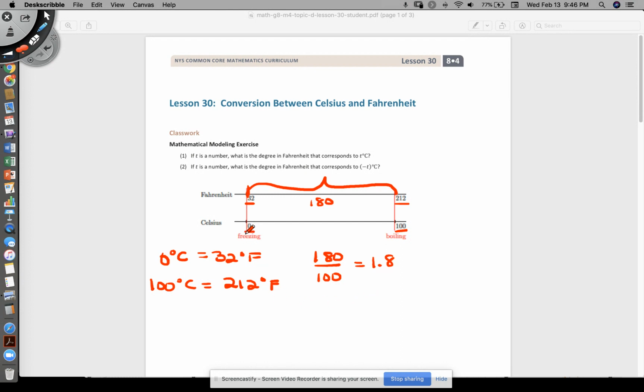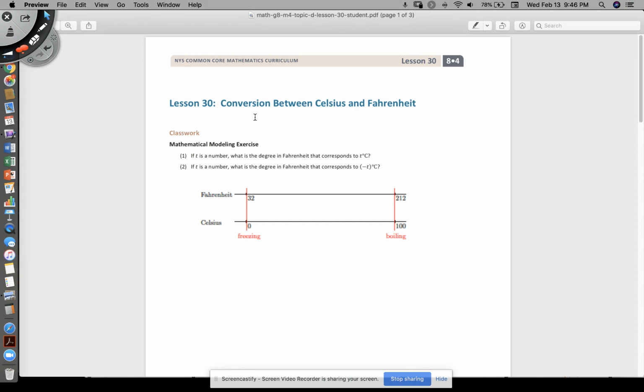So if I were to solve for how much is 1 degree Celsius, like what would be the next mark here, 1 degree Celsius, what is that equal to in Fahrenheit? So I could say 32 degrees, the starting point for Fahrenheit, plus its constant rate of 1.8 gives me 33.8 degrees Fahrenheit. So what that means is 1 degree Celsius is equal to 33.8 degrees Fahrenheit. So we're going to use the constant rate here of 1.8 and the starting point of 32 to solve these next few problems.